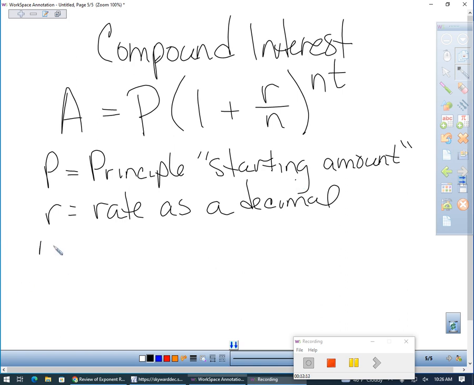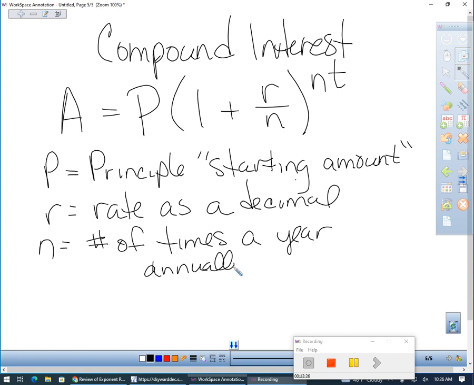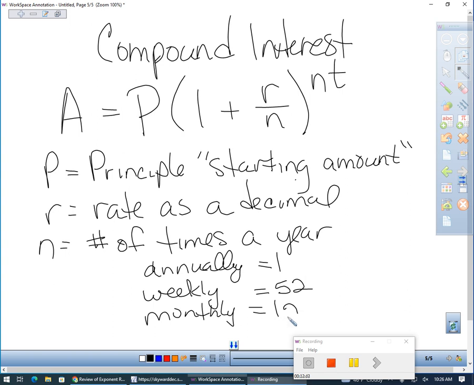N. N is the number of times a year. So, if I were to say the word annually, good. Annually means once. What if I said weekly? 52. Yes, 52. What if I said monthly? Good. That would be 12 times a year. What if I said quarterly? Good. All right. So those are your N values that could happen.